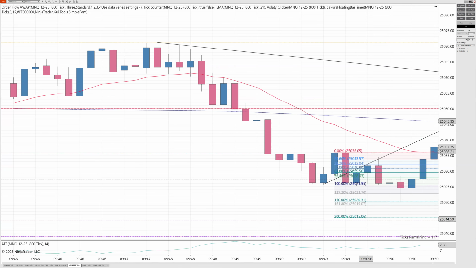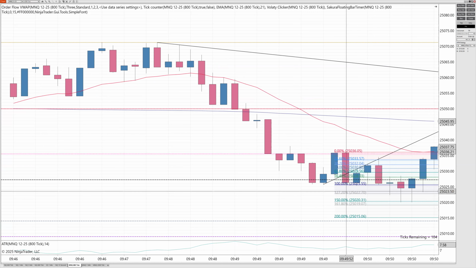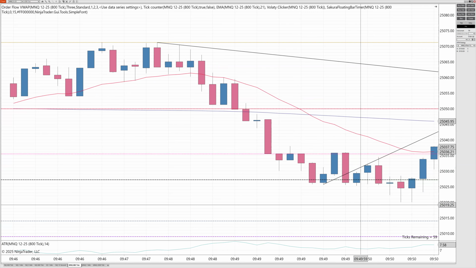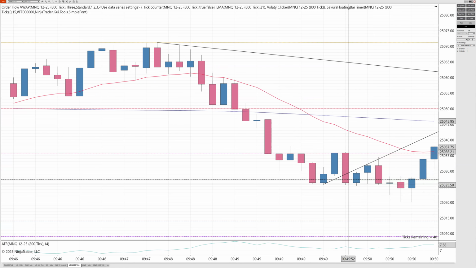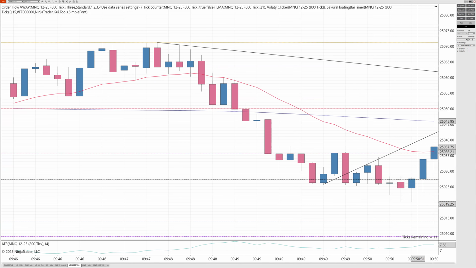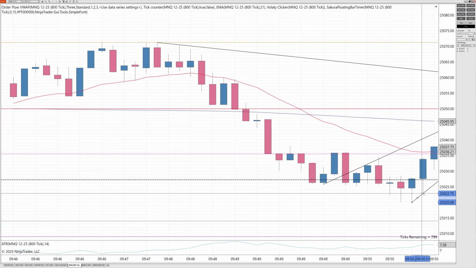So going down to the 200. I didn't take this trade. I'm not going to count this trade, but if I would have taken that trade, that's how I would have managed it. It would have still been a winner for me, even though it turned out to be a loser.